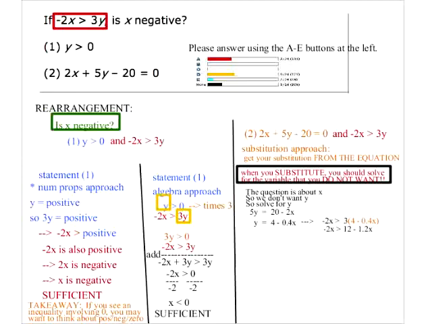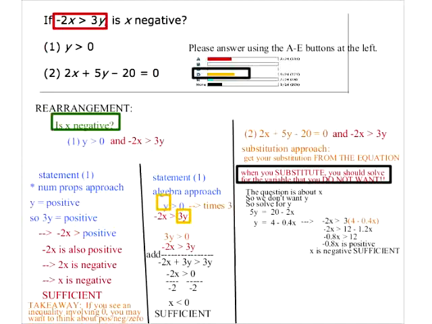You can move that 1.2 to the other side. So that's greater than 12 is positive. You don't really need to keep solving. So negative 0.8x is positive, so x is negative. So they're both sufficient again, and this one is D. So the people who pick D are correct.